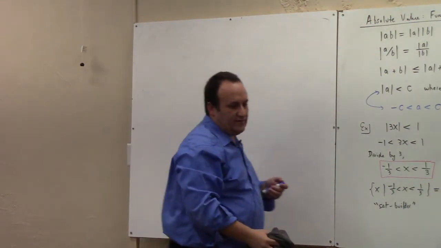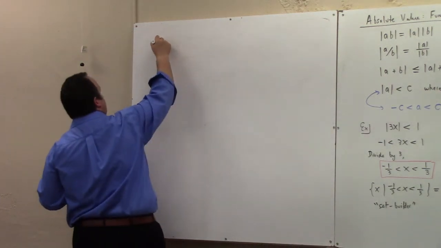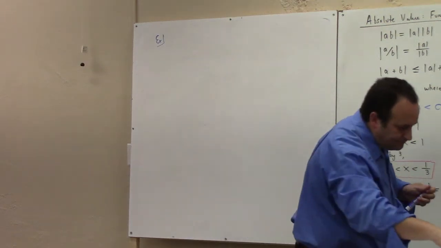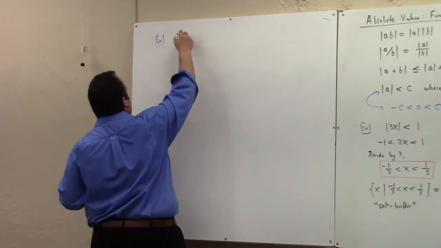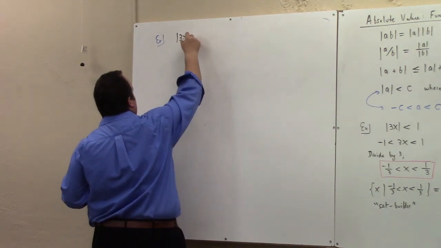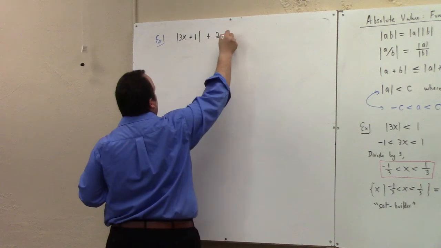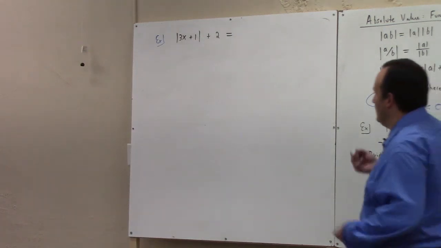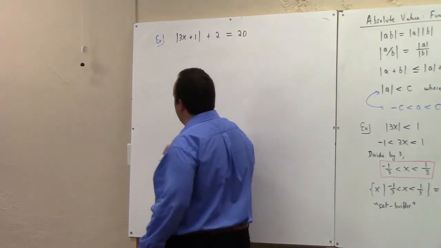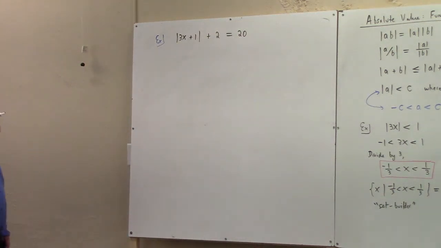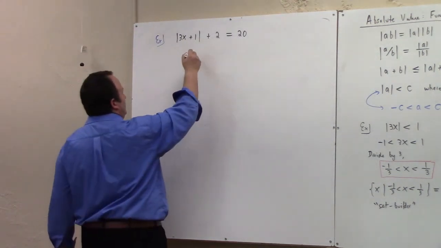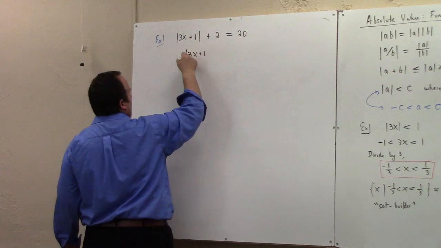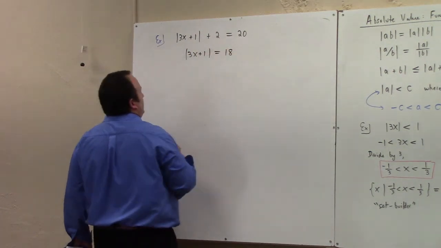All right, so what would we do if we were faced with something like absolute value of 3x plus 1, plus 2, equal to 20? So what do you want to do in this kind of situation? Subtract 2? Okay, so I'll take that. So you're saying trade this problem for the easier problem to think about: absolute value of 3x plus 1 equal to 18.